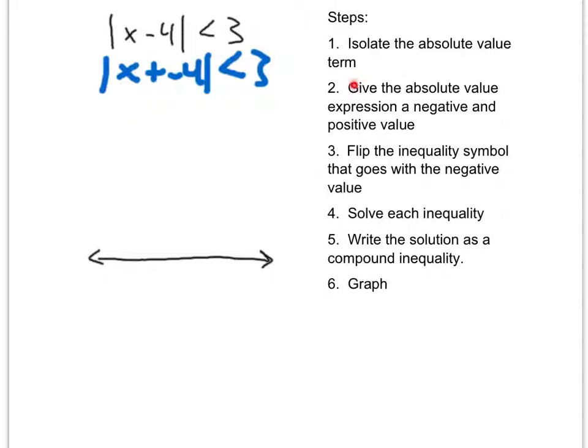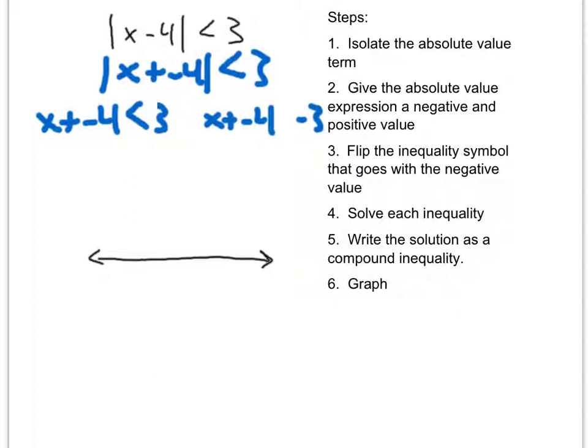Step 2 is to give the absolute value expression a negative and a positive value. So we're going to have x plus negative 4 with a positive 3, and x plus negative 4 with a negative 3. Now remember what happened in the last slide. When we had the positive version, we kept the sign the same.